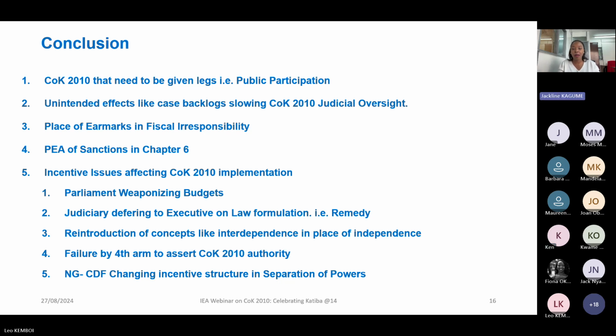Great, thanks a lot, Ken. Anyone else with a question or comments, additions, your own reflection about Kenya's Constitution at 14? Would anyone else want to add to the discussion?